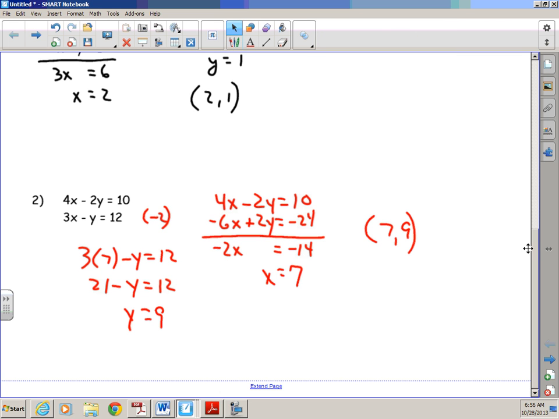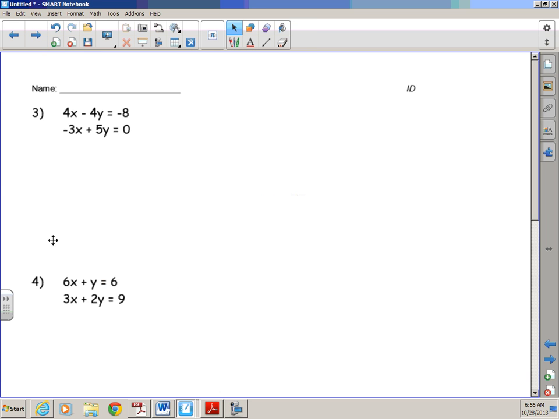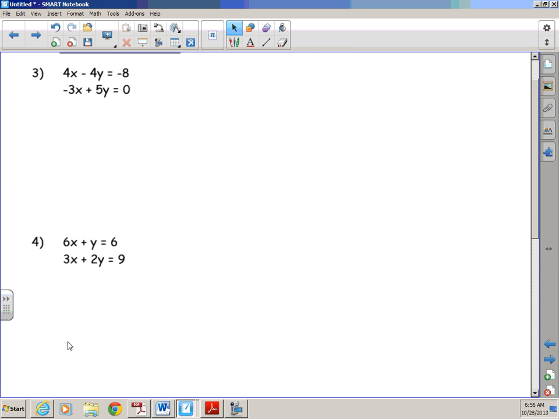Please remember to write your solution as a coordinate, meaning put parentheses around it. It is not to be written in set notation form, because the answers here are a coordinate, an x, y value. Okay. Now, if you look at the following example, it's a little trickier because 4 and negative 3 and negative 4 and 5, I can't multiply one of those equations by a number to create an opposite. But I can multiply both equations by a number to create an opposite.